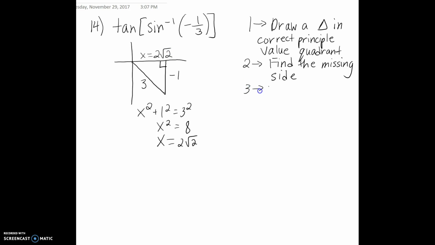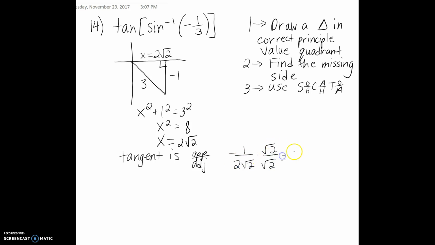So actually, I've been using SOHCAHTOA to come up with some of the other stuff. And then since tangent is opposite over adjacent, you would do negative 1 over 2√2, rationalize it, and get your final answer.